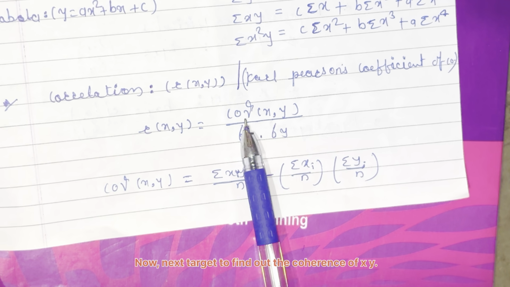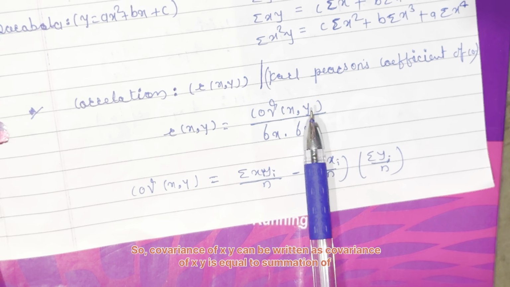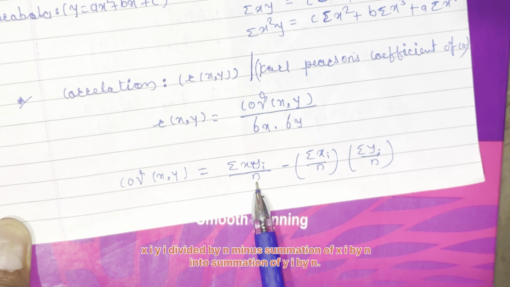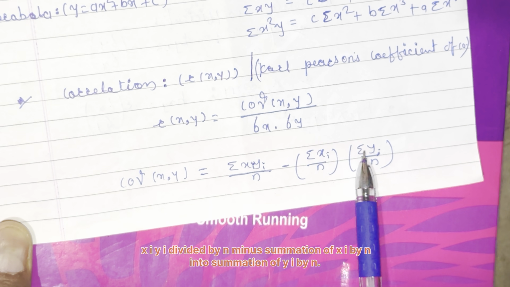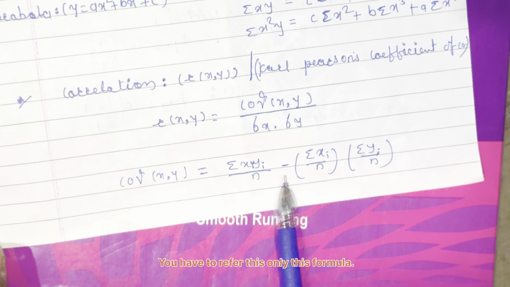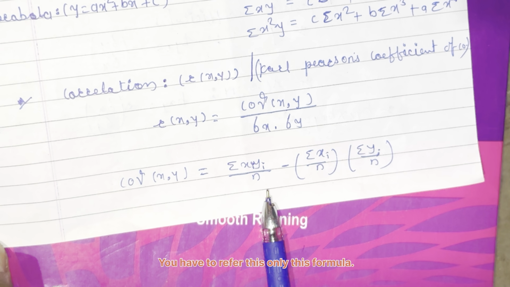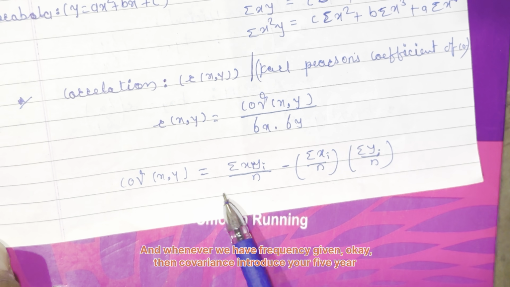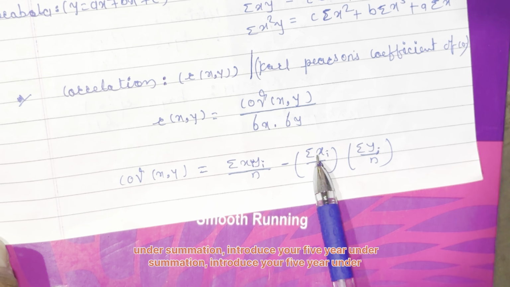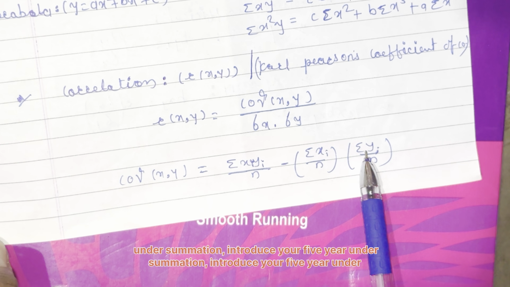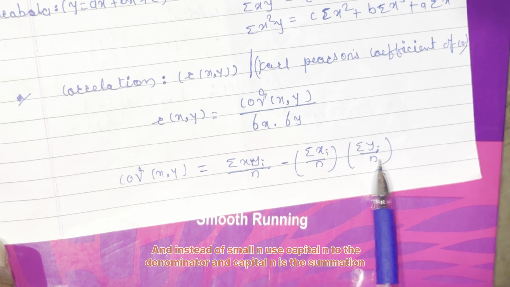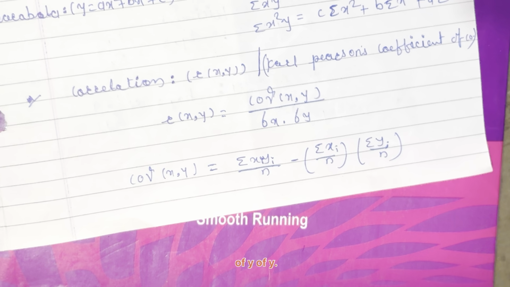Now the next target is to find the covariance of xy. Covariance of xy is equal to summation of xi yi divided by n minus summation of xi by n into summation of yi by n. There are so many formulas, guys; you have to refer to only this formula. Whenever frequency is given, introduce fi under the summation, and instead of small n use capital N in the denominator, where capital N is the summation of fi.